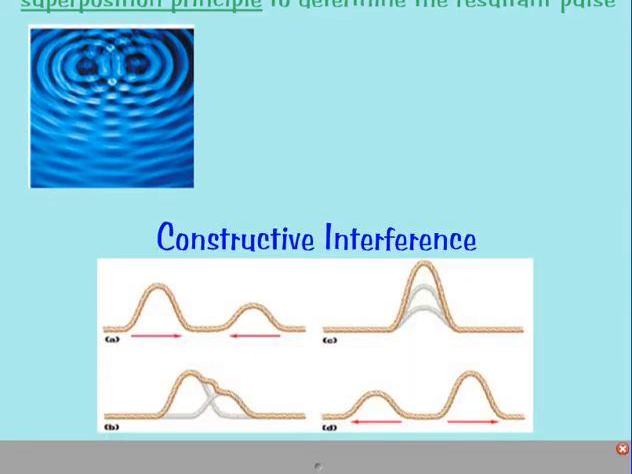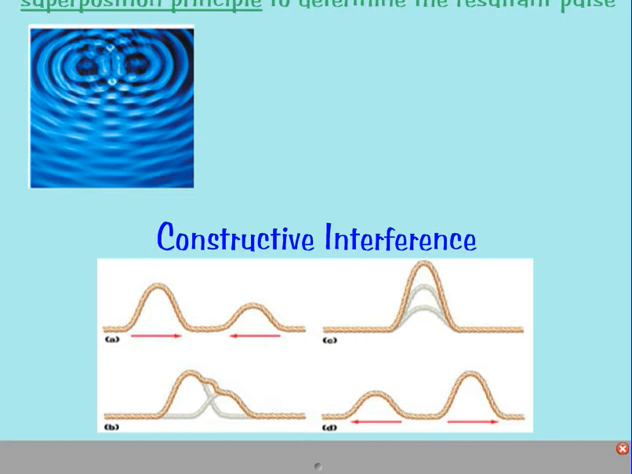We'll start with constructive interference. That occurs when we have two pulses that are on kind of the same side of equilibrium. Their amplitudes are both up or both down. And as we talked about in class, when two waves or two pulses meet each other, they do pass through each other, but we're really focusing on what happens when they overlap.